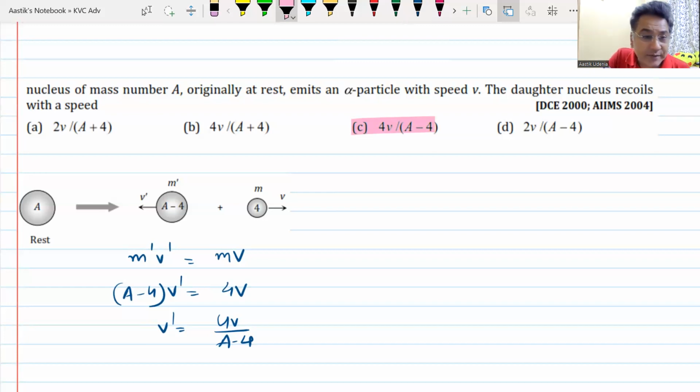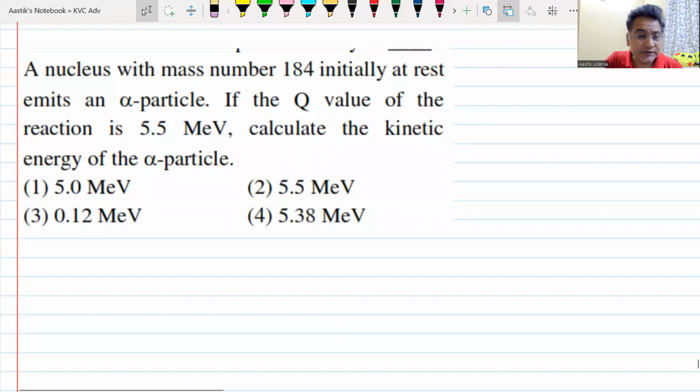This is the question that appeared in 2022 JEE. A nucleus with mass number 184 initially at rest, normally it will be at rest, emits an alpha particle. The Q value of the reaction is 5.5. Calculate the kinetic energy of the alpha particle. And if you might recollect, we did exactly the same question, and I told you that this question can come. This came last year. I did not see it. Might have missed so many papers, I missed 1 or 2 questions here and there.